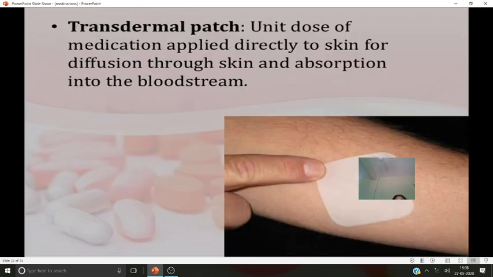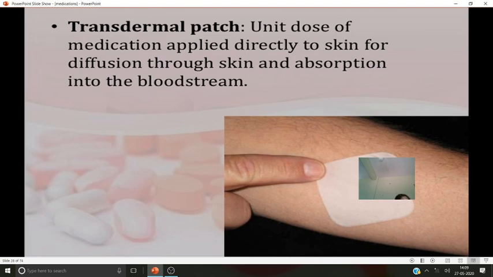Then transdermal patch. A transdermal patch is a unit dose of medication, a small patch you can see on the hand. It is a patch of medication applied directly to the skin for diffusion through the skin and absorption into the bloodstream. What do you mean by diffusion? The drug in the transdermal patch is applied to the skin, and through the process of diffusion, the skin absorbs it and it goes into the bloodstream. Okay, that is the transdermal patch.